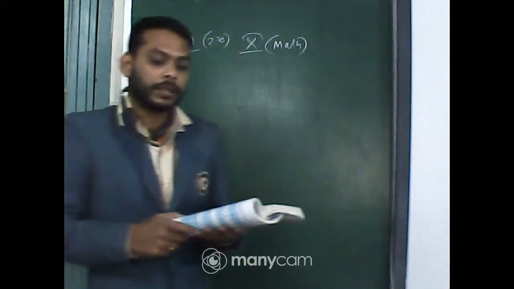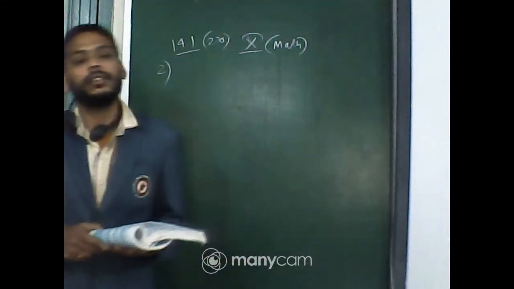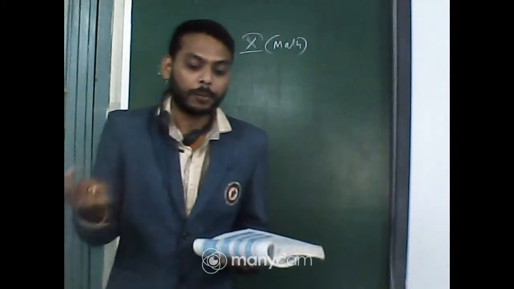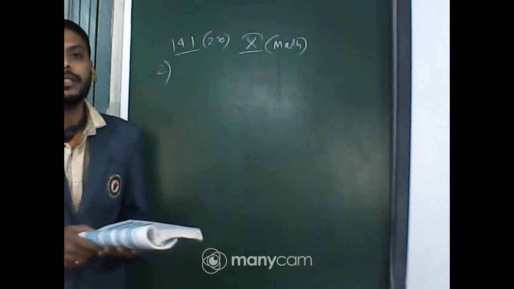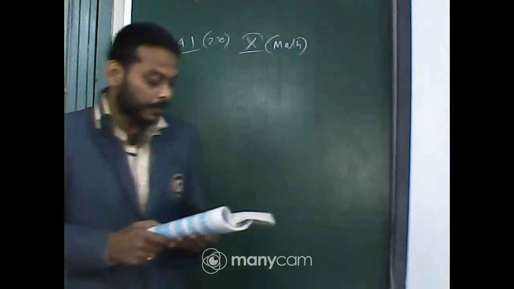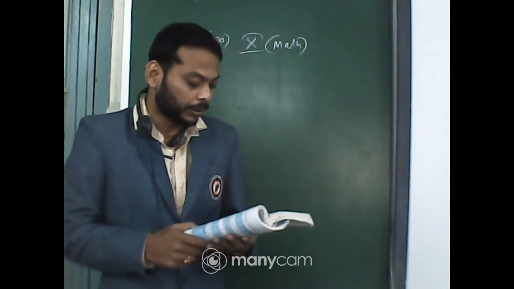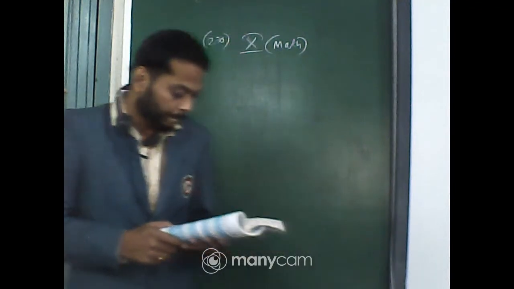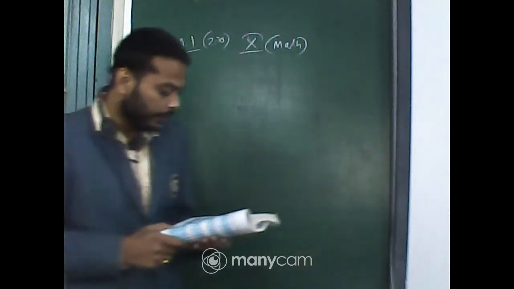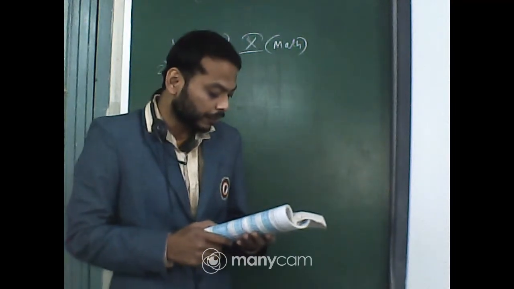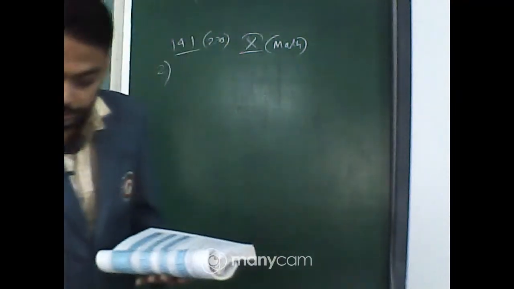Previous day we have discussed the mean. There are three methods for solving the problems regarding mean: direct method, assumed mean method and step deviation method. Previous day we have done one problem with the direct method. Now the problem number 2. Consider the following distribution of daily wages of 50 workers of a factory.